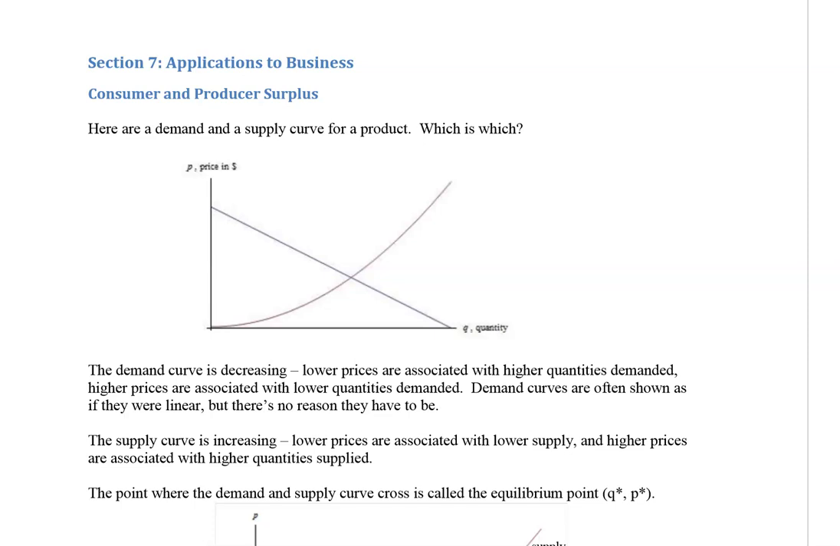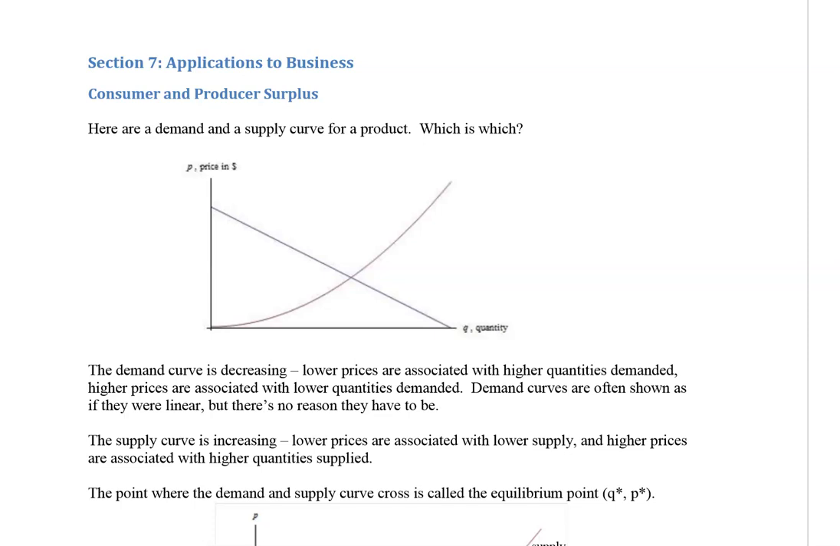Here you can see on this graph that there's a demand equation and a supply equation for a product, and we have to figure out which is which. Well, the demand curve is the one that is decreasing. Lower prices are associated with higher quantities demanded. Higher prices are associated with lower quantities demanded. Demand curves are often shown as if they were linear, but there's no reason they have to be. The supply curve is increasing. Lower prices are associated with lower supply, and higher prices are associated with higher quantities supplied.